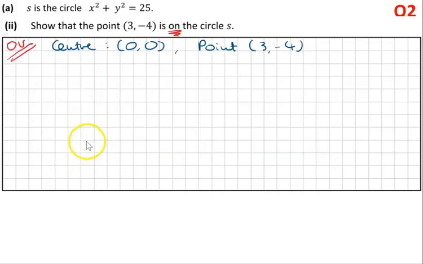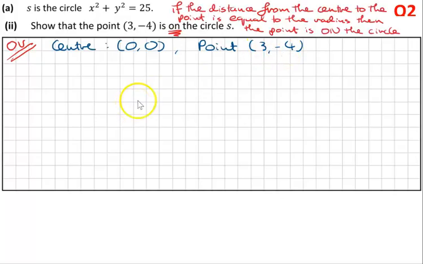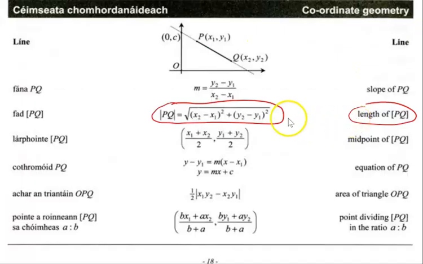Another way of working it out is this method. Instead you could have said, well, the centre is 0, 0. We know that from the equation. And the point we're interested in is 3, minus 4. So if the distance from the centre to the point is equal to the radius, then the point is on the circle. So we're going to use our distance formula from page 18 of our formula book.